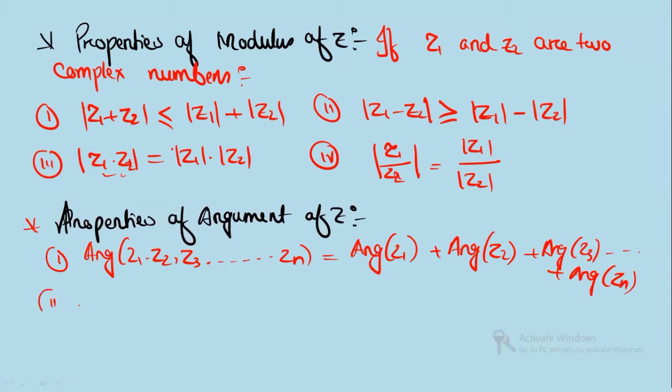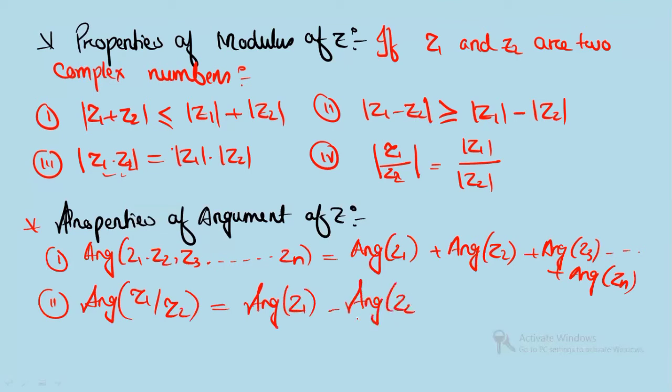And the second property is the argument of z1 by z2. It will be equal to the argument of z1 minus the argument of z2. That means the multiplication will be changed to addition and the division will change to subtraction, as it happens in the case of logarithm. Clear? So these are the basic properties of the modulus and the argument.